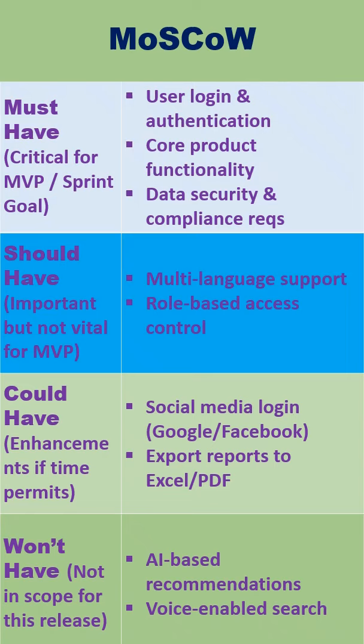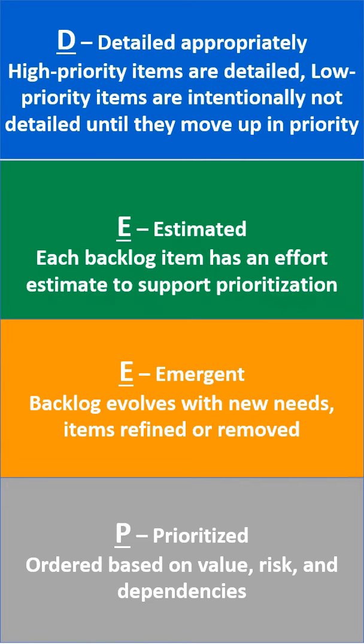We can describe that using the DEEP acronym, where D stands for detailed appropriately. That means high priority items are detailed, and the ones which are low priority are not that much detailed unless they move up in priority. The next E is estimated: the items or user stories are estimated by the team during refinement once they comply with the definition of ready.